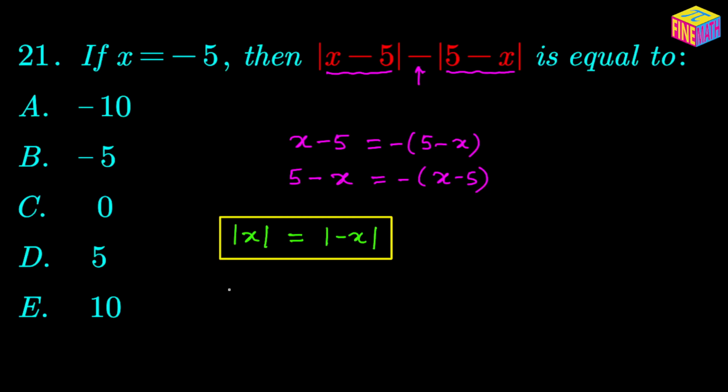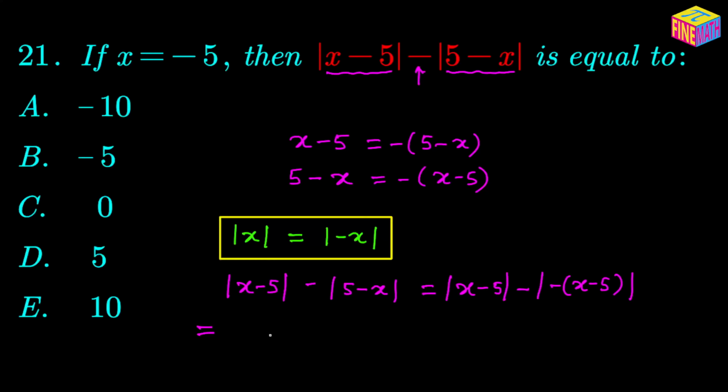What do we have in our question? We have modulus of x minus 5 minus modulus of 5 minus x. Can we write it like this? Can we say this must be modulus of x minus 5 minus modulus of negative of x minus 5? Now let's assume that x minus 5 is y, for example. So this is like modulus of y minus modulus of negative y. And now if you look at our property, it looks exactly like that.